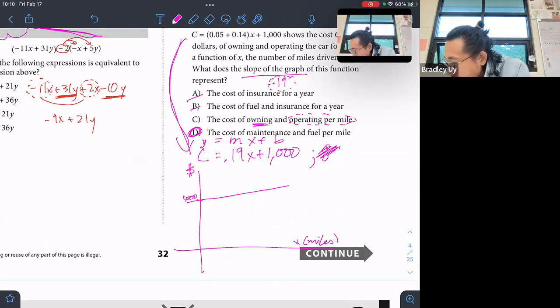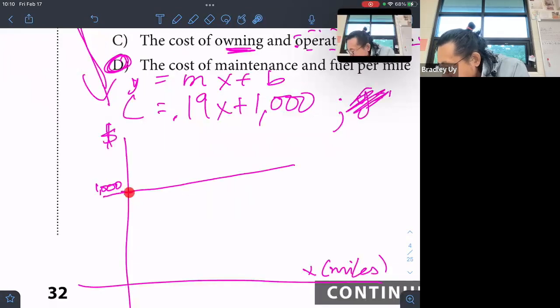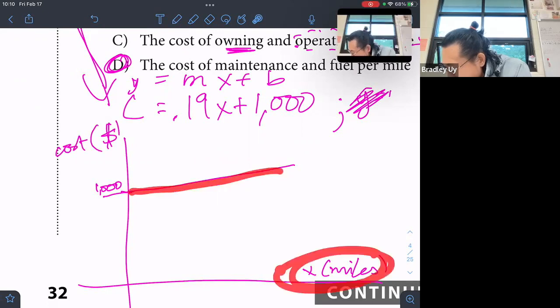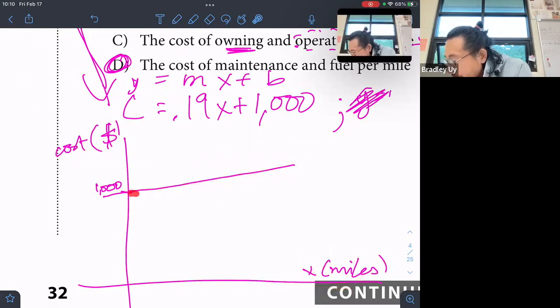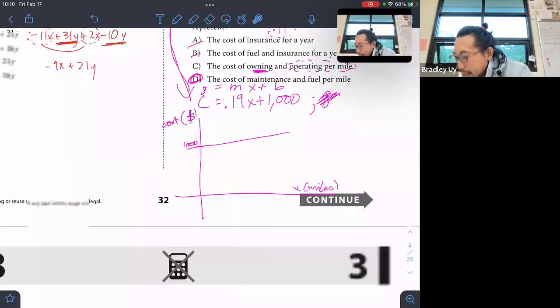So what does this graph show you? No matter if you drive or not, it will cost you $1,000. This is cost as measured in dollars. The reason why this cost goes up is because we are driving miles. With each and every mile we drive, it has a certain cost associated with maintenance. We have wear and tear on the car, and we also need to pay for gas. And that's why it's going up by 19 cents for every mile that we drive. Every mile we toggle to the right, we go up 19 cents.